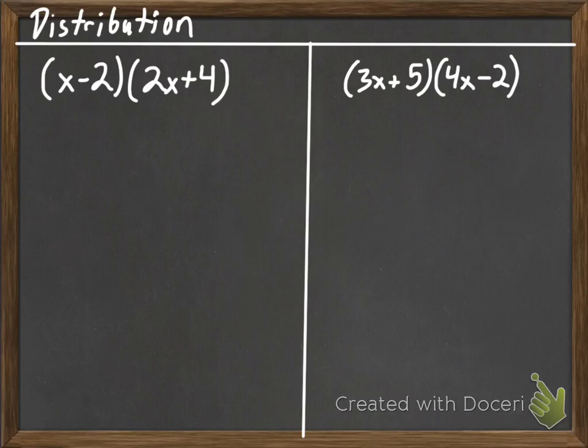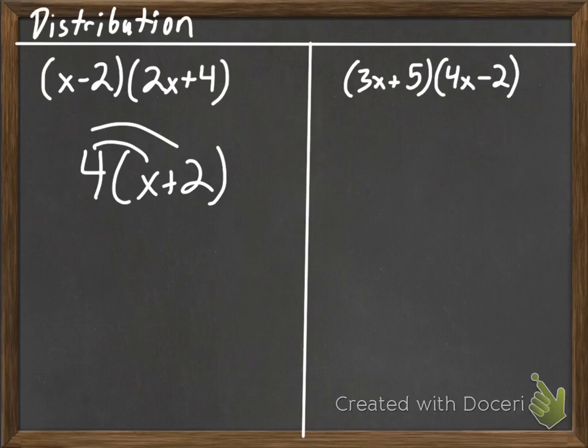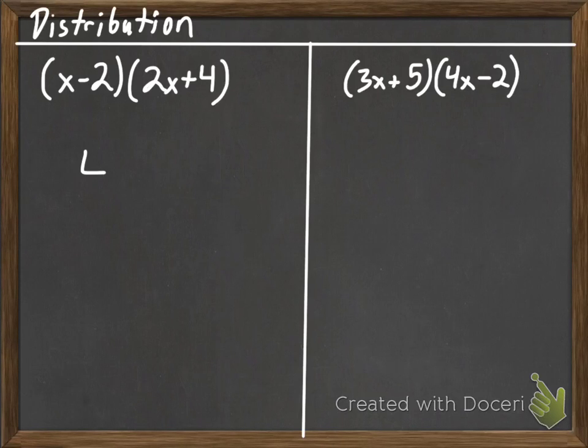The first way is called distribution. And this is like the regular distribution you've seen before. Like if we have 4 times x plus 2, we're going to distribute the 4 to both the x and the 2. It's just we're doing it with more numbers now. So what we're going to do is this.